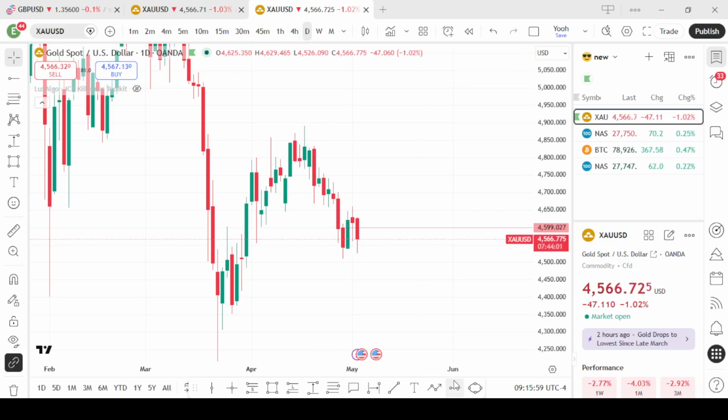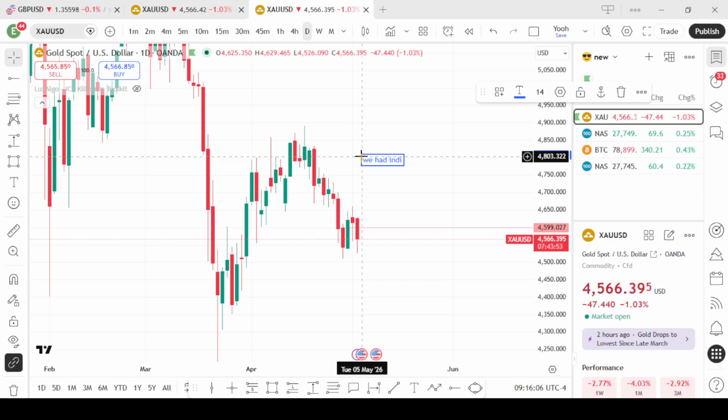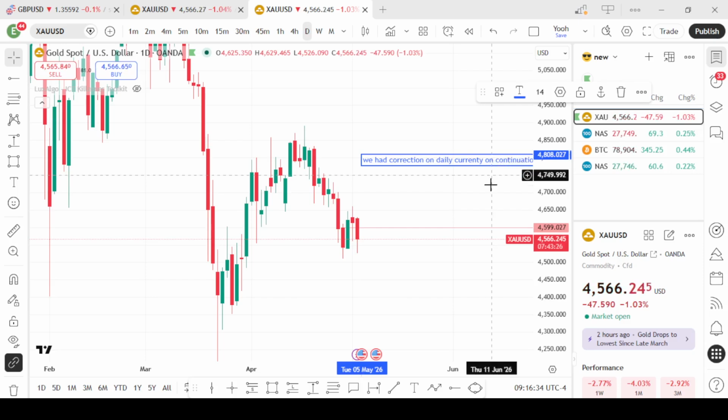So currently, no, sorry, we had our indication, correction. We had correction on daily, currently on continuation. And how do I know this?